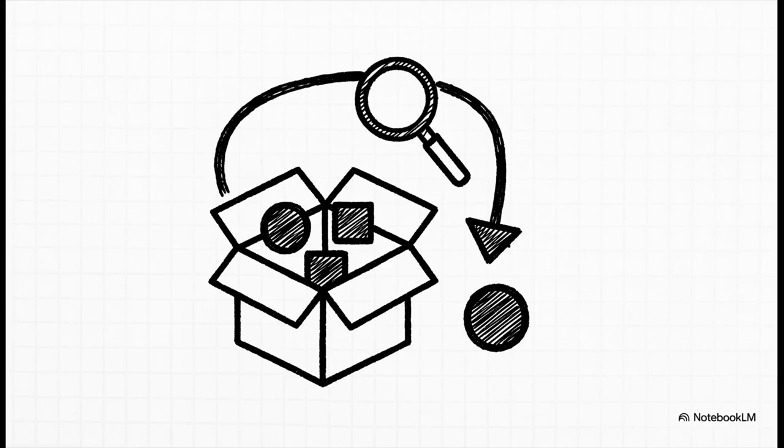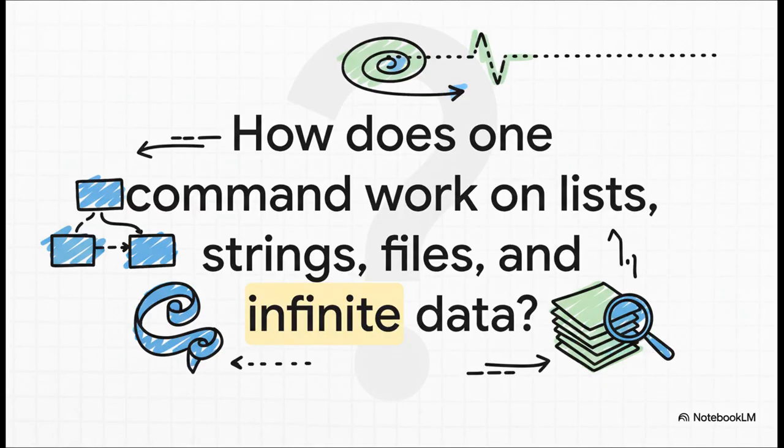It's clean, it feels super intuitive. You're just grabbing items from a list one by one. But how does Python actually do that? And that's where it gets really interesting. How can this one simple for loop be such a jack of all trades? It works on lists, sure, but also strings, files. It can even handle data streams that might go on forever. How does it do all of that? Well, that is the secret we are going to unlock today.